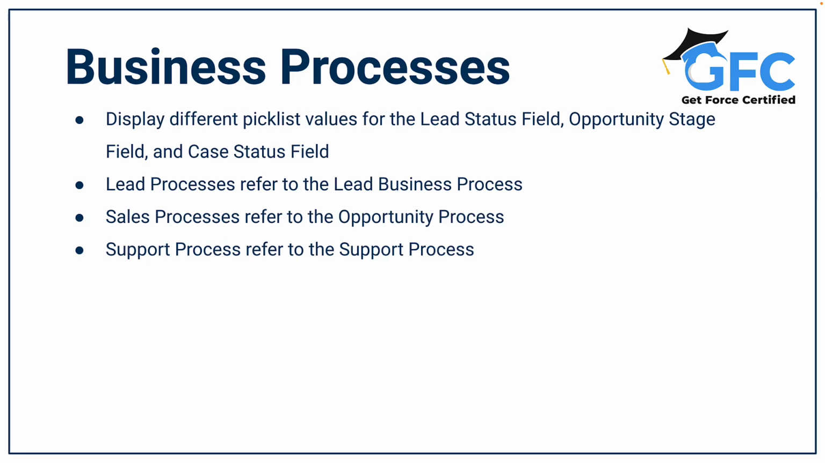Business processes are used to display different pick list values for the lead status field, opportunity stage field, and case status field. Lead processes refer to the lead business process, sales processes refer to the opportunity process, and support processes refer to the support process.